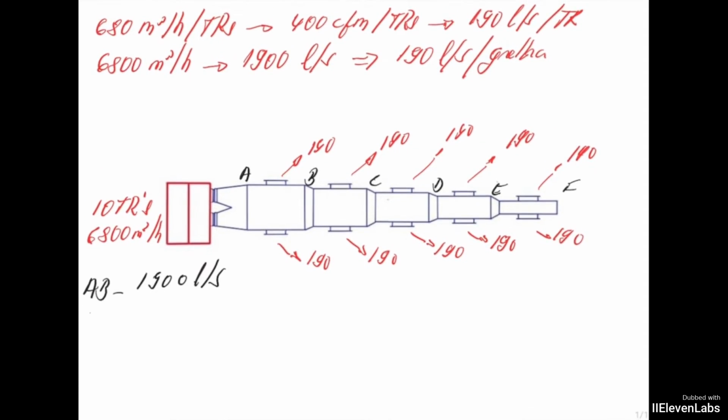In the BC section, we will have 1900 minus 190 minus 190. So we will have 1520.